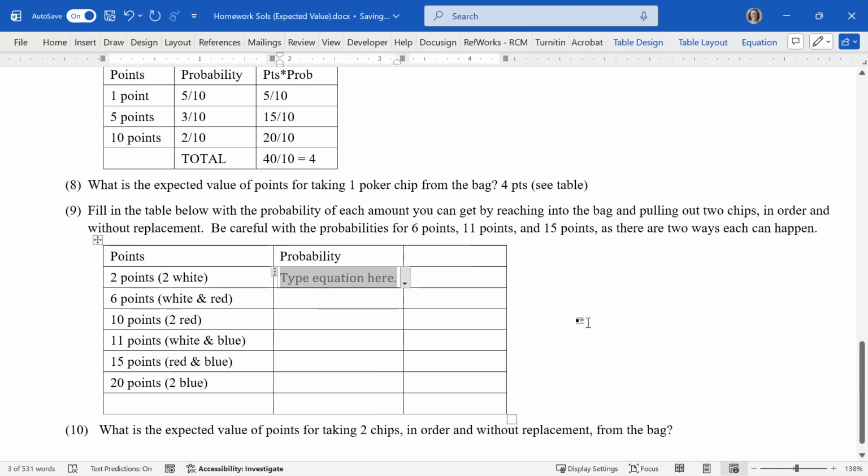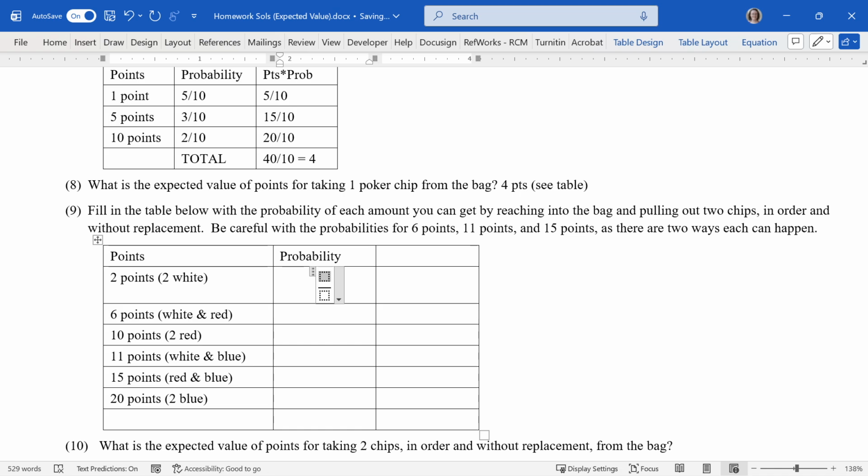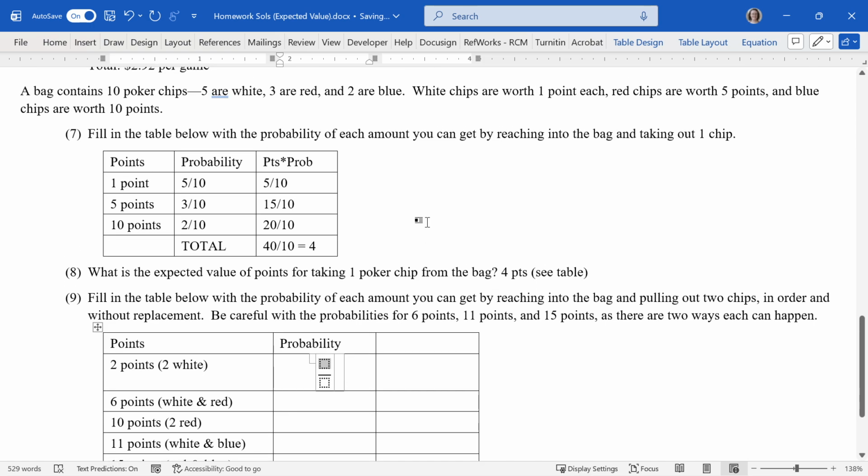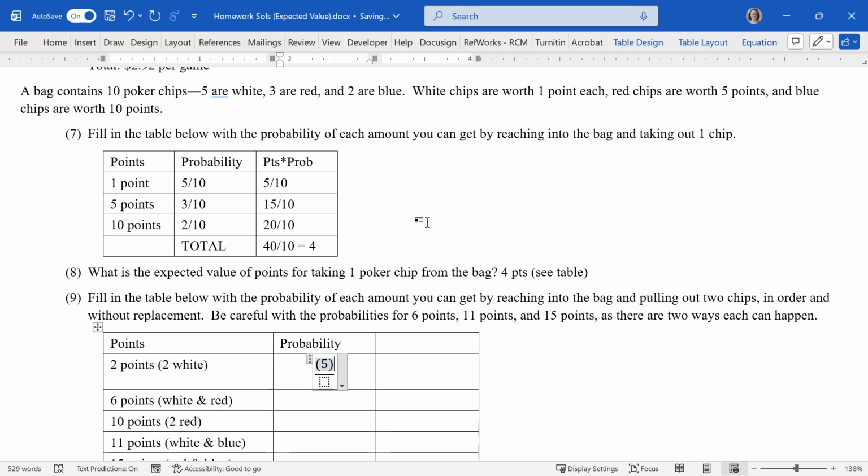We're going to look at the number of ways to get each, the number of outcomes that give us this many points. So the number of ways to get each event here out of the total number of outcomes. So how many ways are there to get 2 white poker chips? Well, we're doing this in order, so we're going to do them one at a time. The first time you reach in to get a poker chip, how many white ones are there? There are 5 white ones. So there's 5 ways to get the first white chip. And then after that, there will be 4 white ones left. So there's 4 ways to get the second white chip.